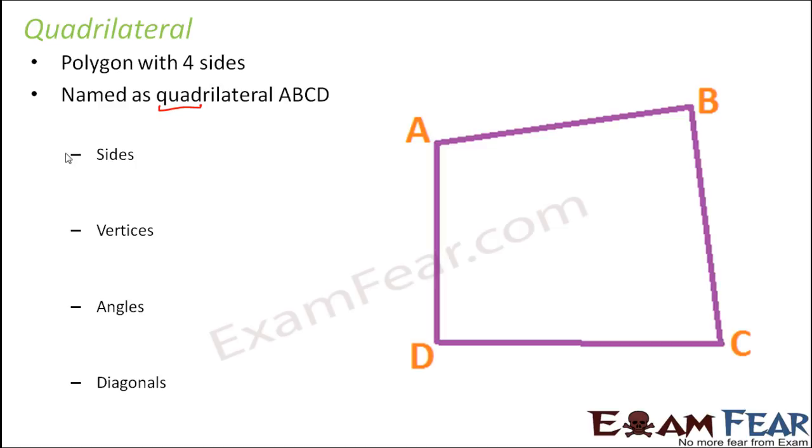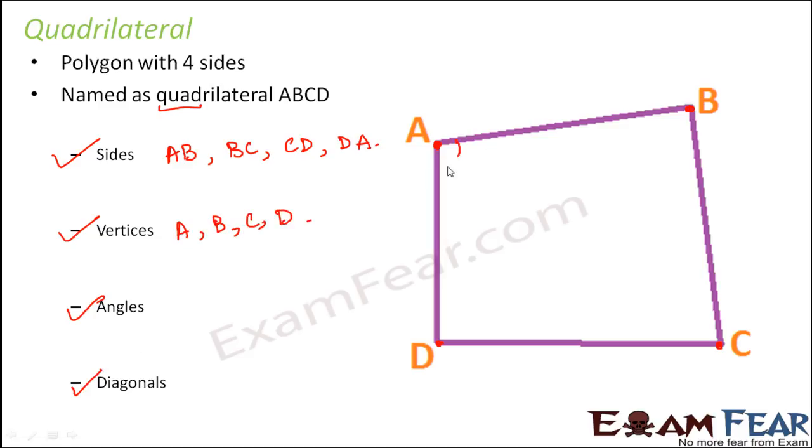Now, the important parts of a quadrilateral would be sides, vertices, angles and diagonals. So here on the screen, we have a quadrilateral ABCD. Can you name the sides of this quadrilateral? Of course, the sides would be AB, BC, CD and DA, the four sides of the quadrilateral. What are the vertices? The 4 points where any two sides meet. So these 4 points are point A, B, C and D. What are the angles? Here angle A, angle B, angle C and angle D. So these are the 4 angles of the quadrilateral.